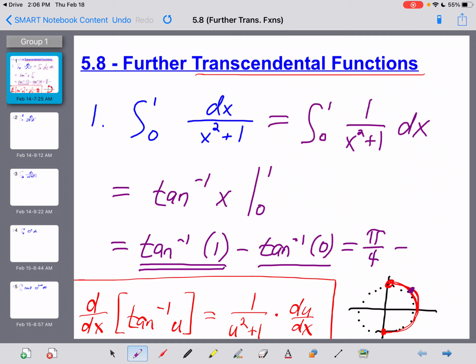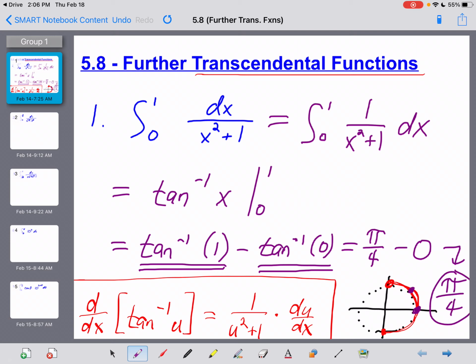Now again, let me ask my question more specifically. What angle between negative pi over 2 and positive pi over 2 has a tangent value of 0? There's only one answer to that question, and that is 0. So pi over 4 minus 0 is going to get us an answer here of pi over 4.